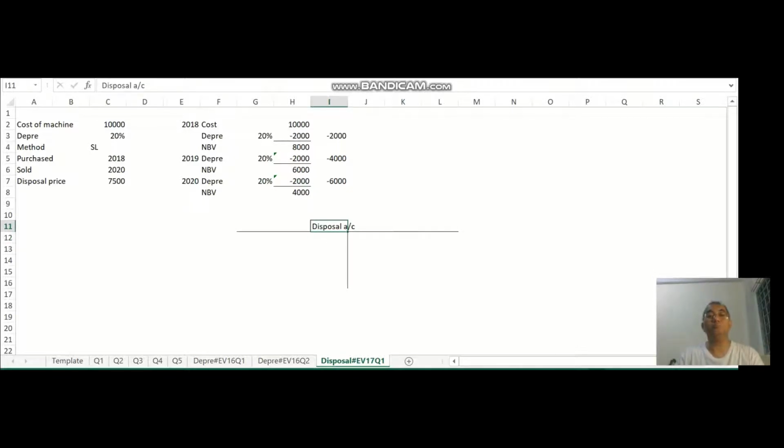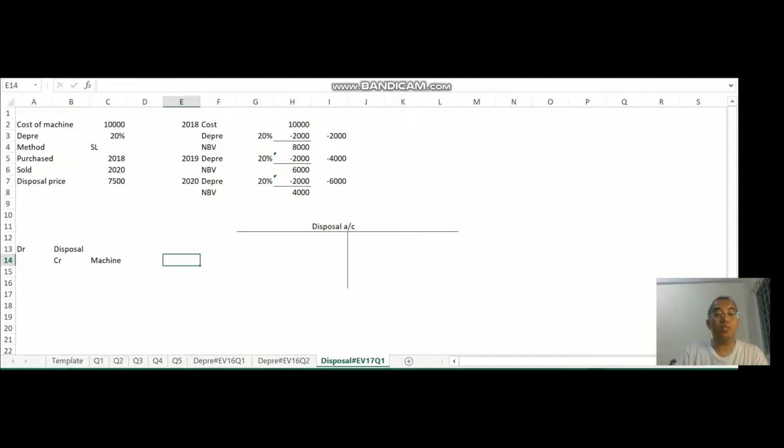Okay, disposal account. When you dispose the asset, it is always at the debit side. So when you dispose the asset, you should zeroize the asset account, meaning that you have to credit the asset. Before this, your asset is at debit side, the cost of the asset is 10,000. So it should be debit disposal and credit machine account.